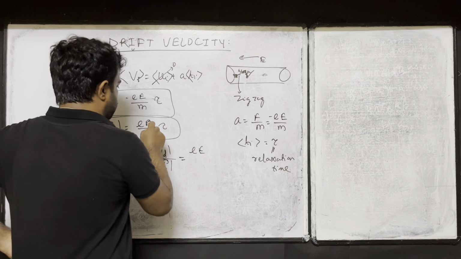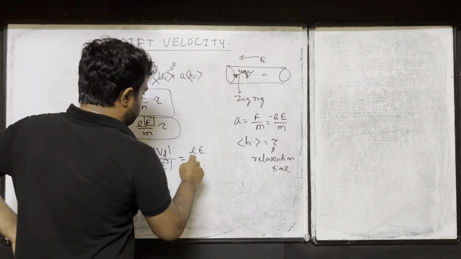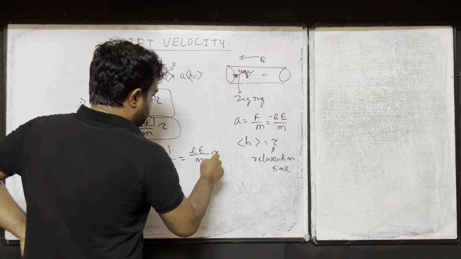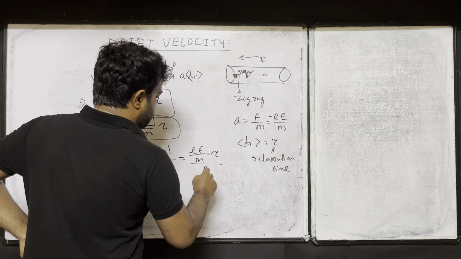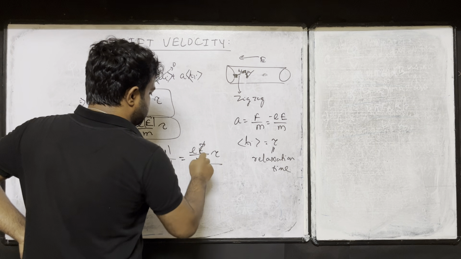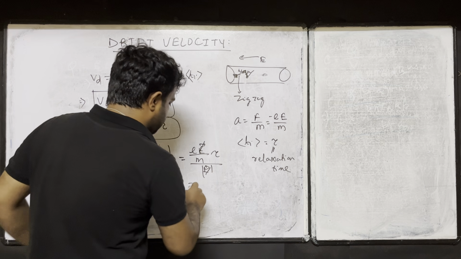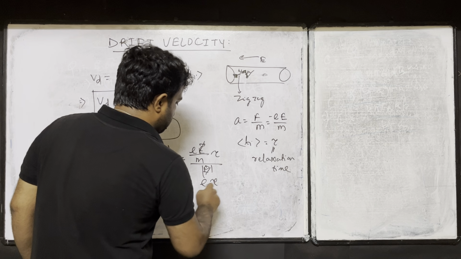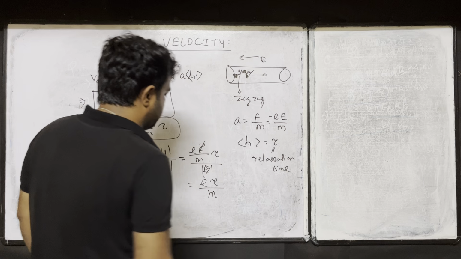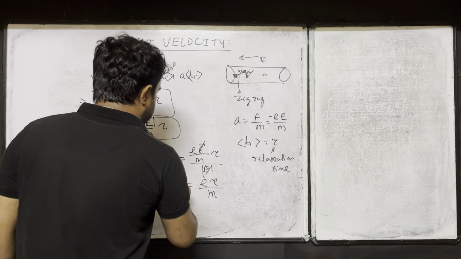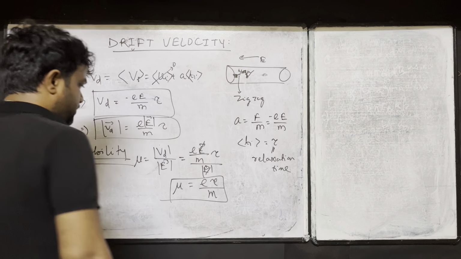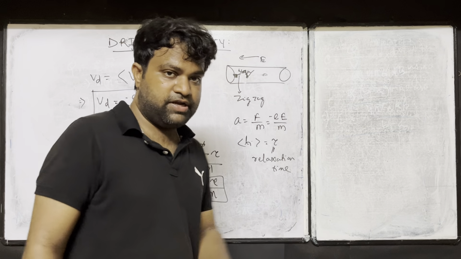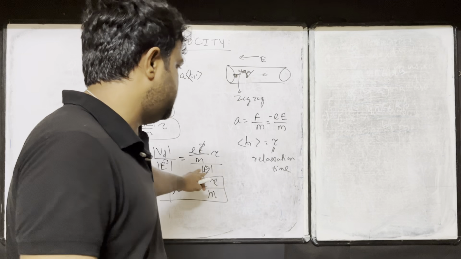by, you can take this magnitude, E m tau by E magnitude. This is also magnitude, cancelled. So you are getting E tau by m. So this is your mobility, E tau by m. This is the relaxation time, not torque, right? This is relaxation time here.